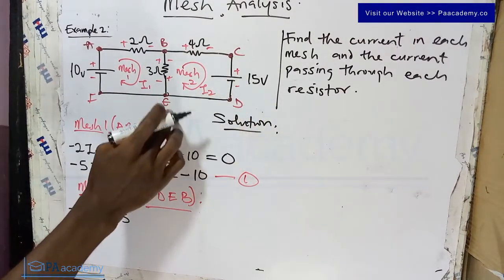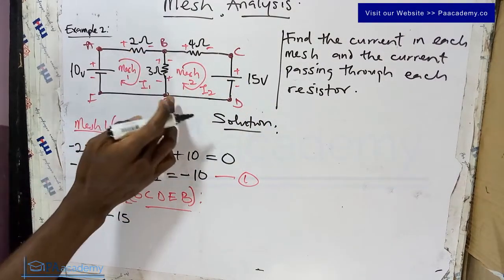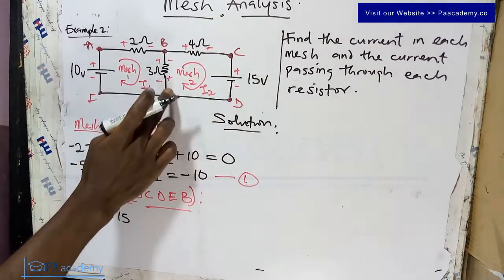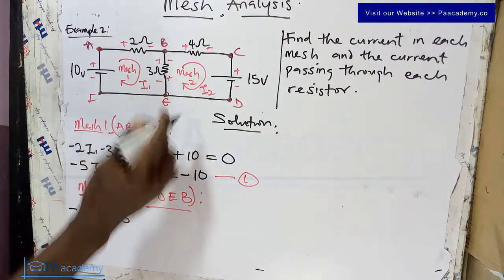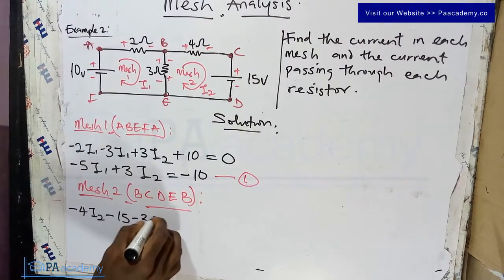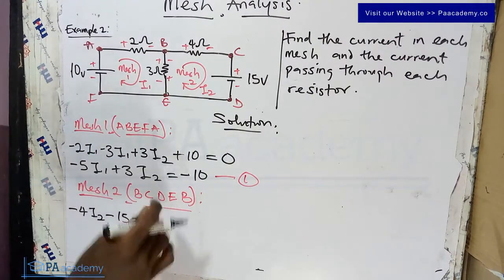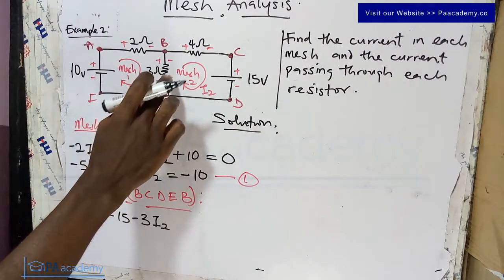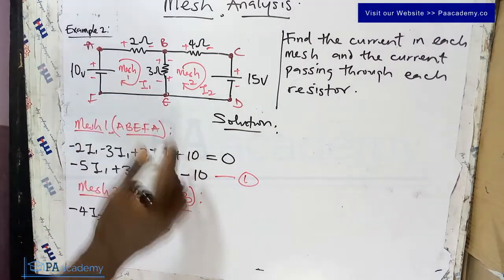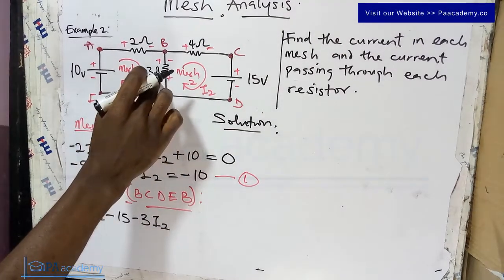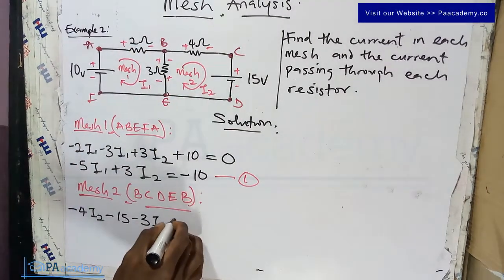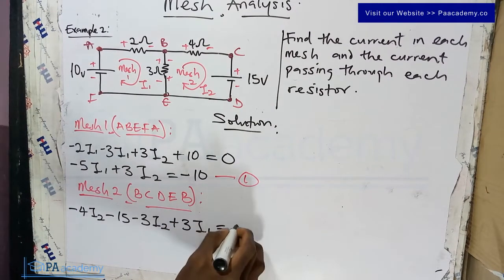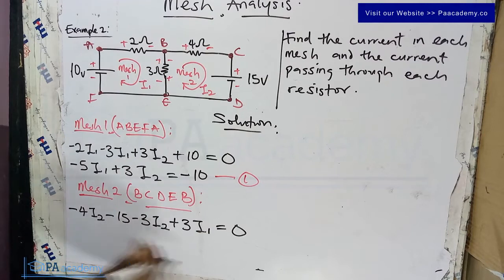Now from D to E, there's nothing there. From E to B, we have a 3 ohm resistor and a current of I2 passing through it. That is plus, minus, so that will be minus 3I2. We also have, because of I1, which goes from minus to plus, plus 3I1 equals 0.